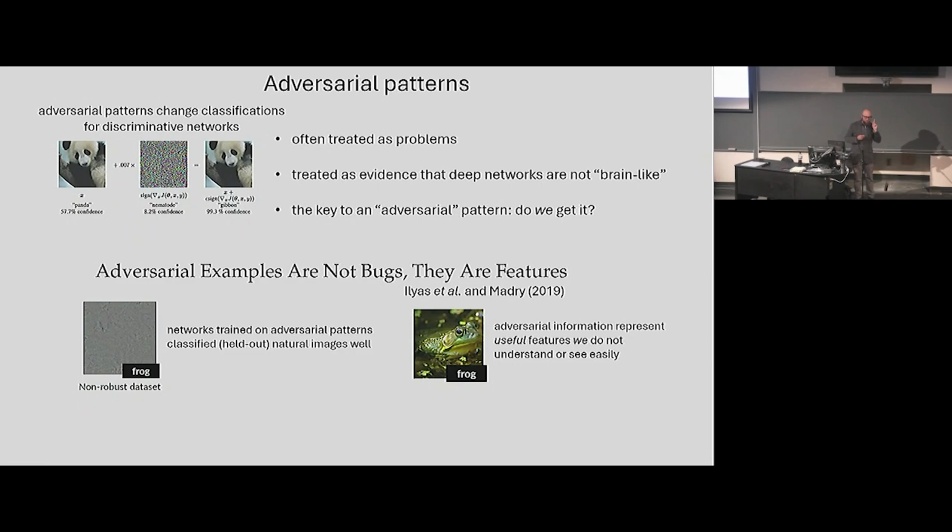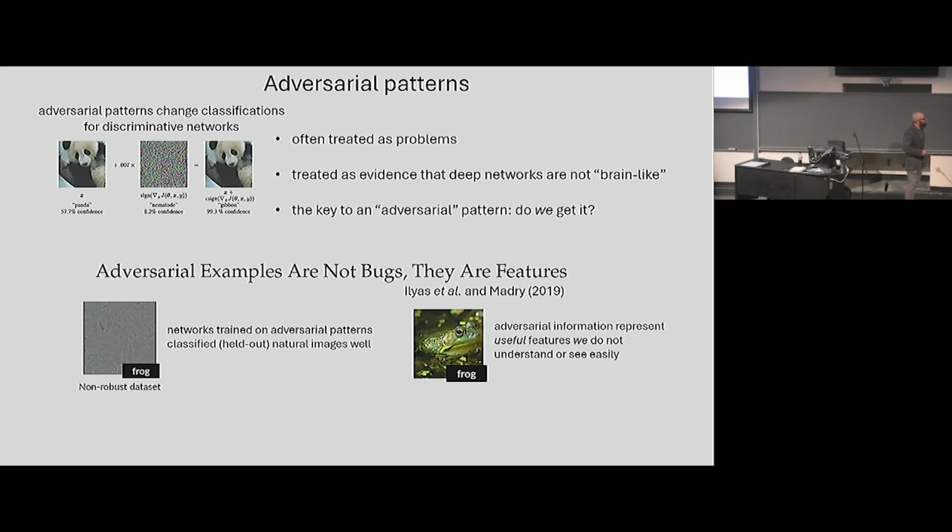What's interesting to me is that these adversarial patterns are often treated as problems. They're thought to be evidence that there's something wrong with convolutional networks and we should fix them to make them more like how we see things. The whole point of an adversarial pattern being a problem is that it doesn't make intuitive sense. It's sort of the folk psychology way.